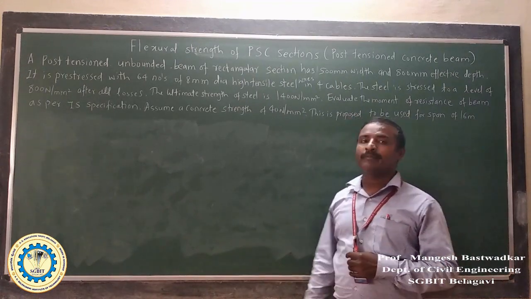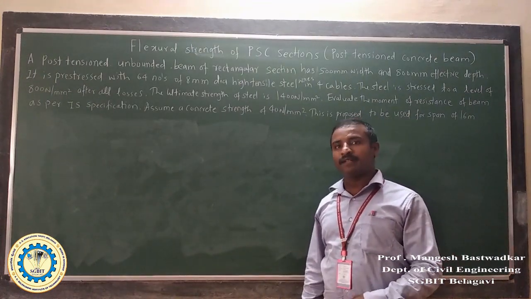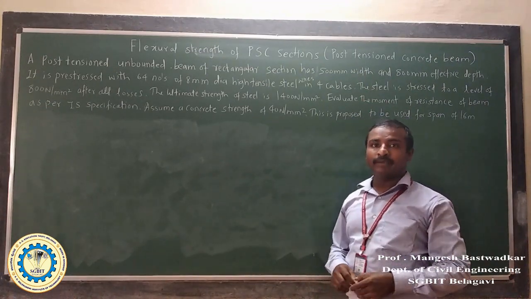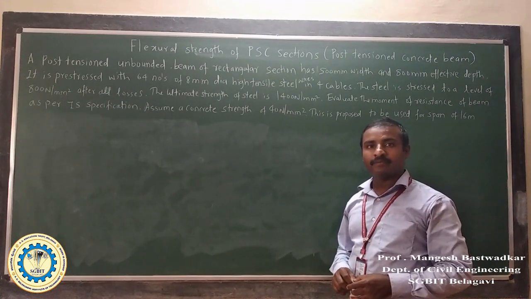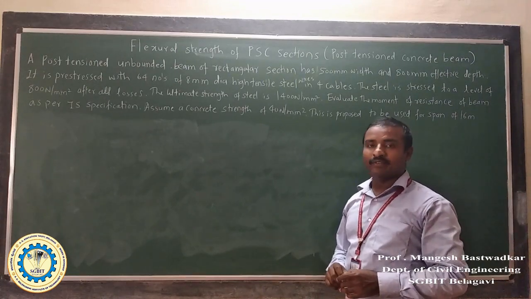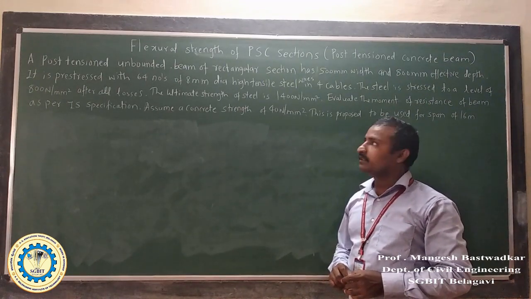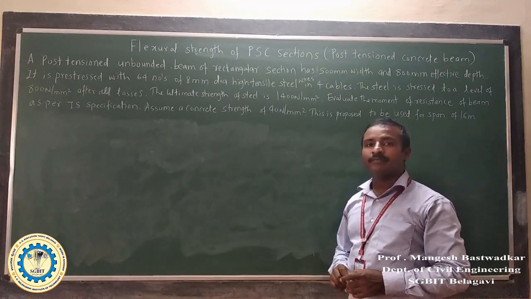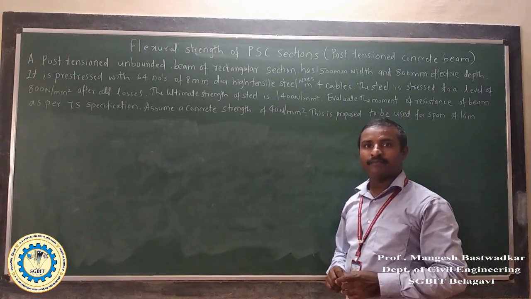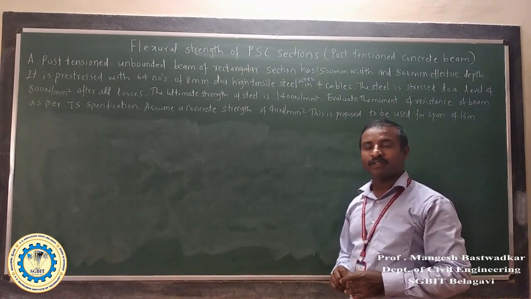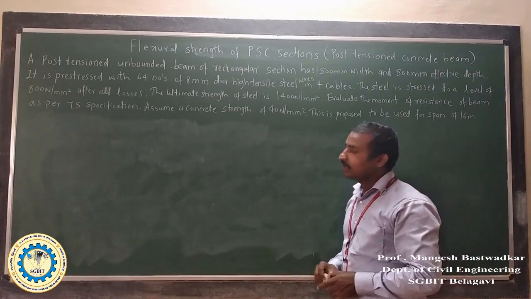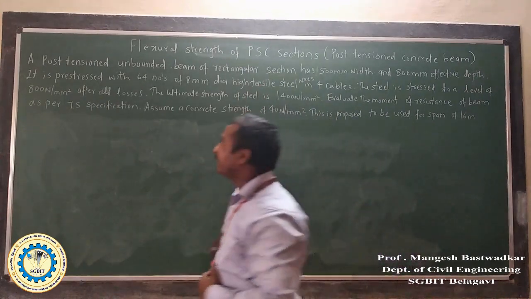Today we will solve the problems on finding out the flexural strength of pre-stressed concrete section post-tension beams. In my previous video I have solved different types of problems of finding out the flexural strength of pre-stressed concrete section on pre-tension beam. So today we will solve three types of problems. One is a rectangular section and another is flanged section. In the flanged section, we'll solve problems on T section and box girder section. So we'll solve this problem on rectangular section.